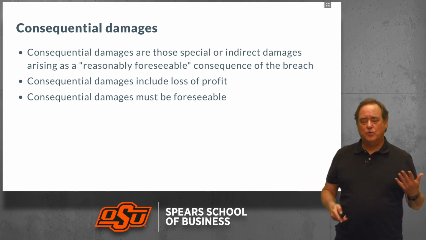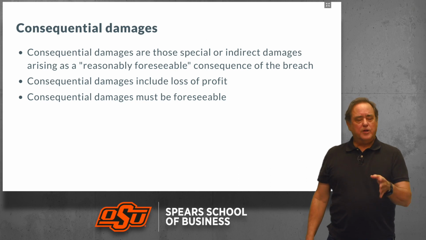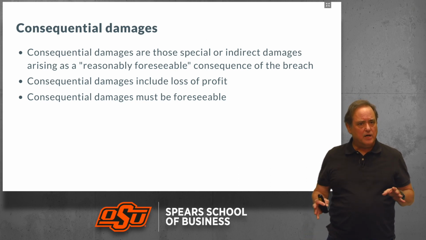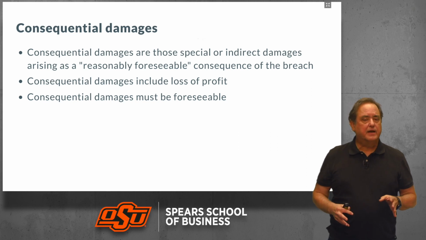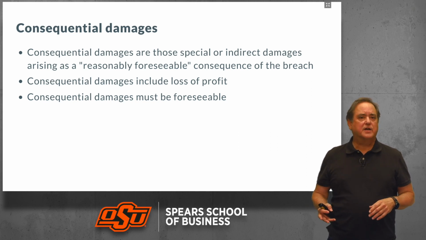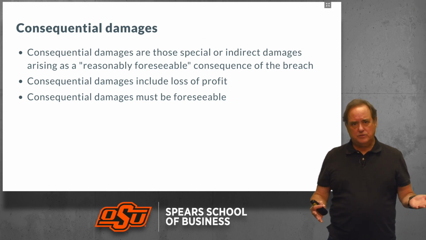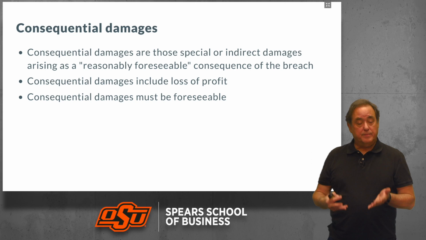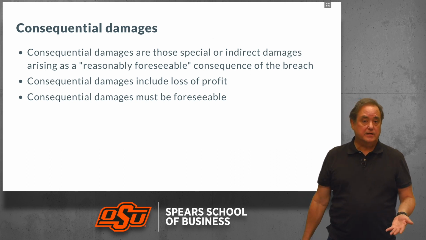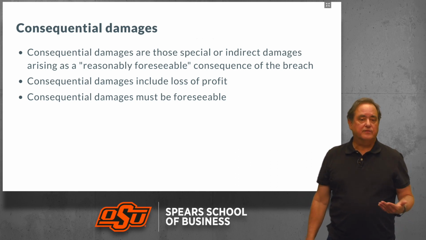So on your test, you want to check to see, first of all, in any contract problem that I've set out, have the parties waived consequential damages? If they have, then consequential damages are not recoverable, and instead we must look to only compensatory damages and incidental damages as the measure of our recovery.